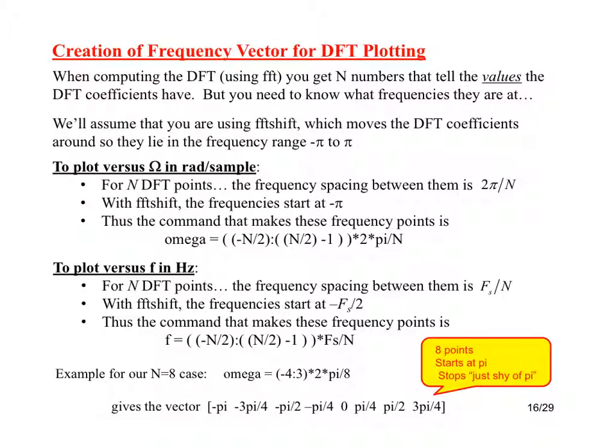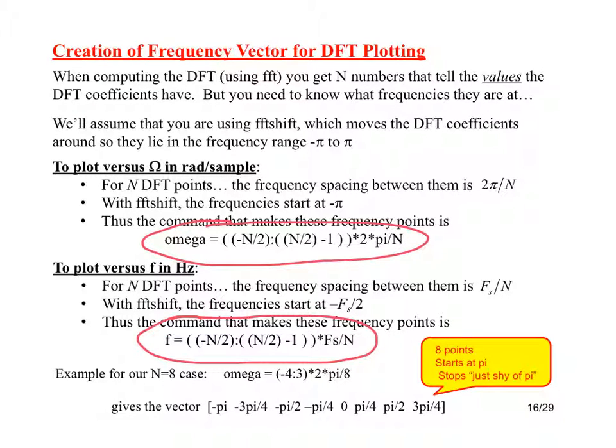And so I've gone through this already in the MATLAB set of notes, but these are the two tried and true ways that I use to create my appropriate frequency vector. So if I want to plot versus radians per sample and go from minus pi to pi, this is the result I use. And if I want to plot in hertz and go from minus Fs over 2 up to just shy of plus Fs over 2, this is the result that I use.